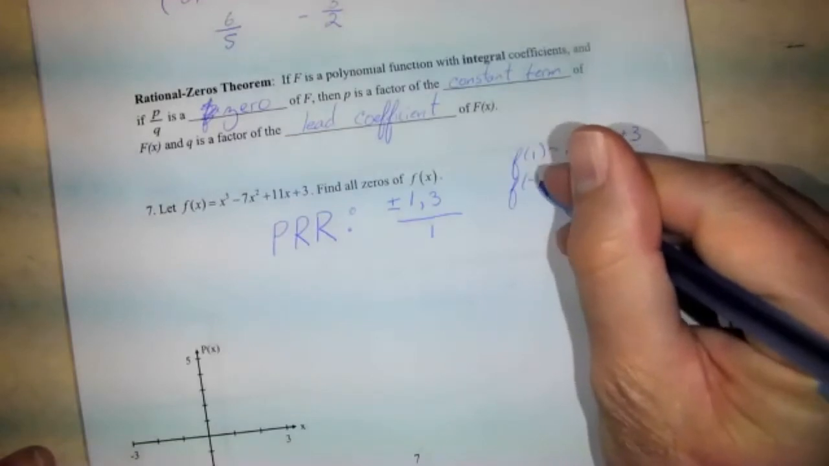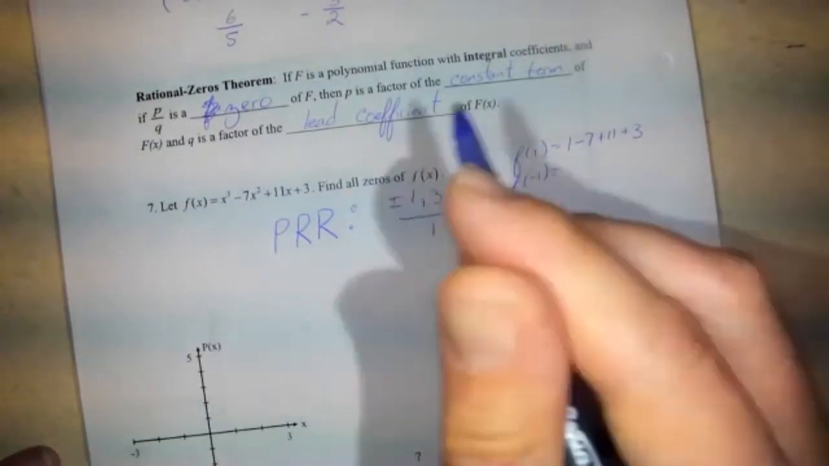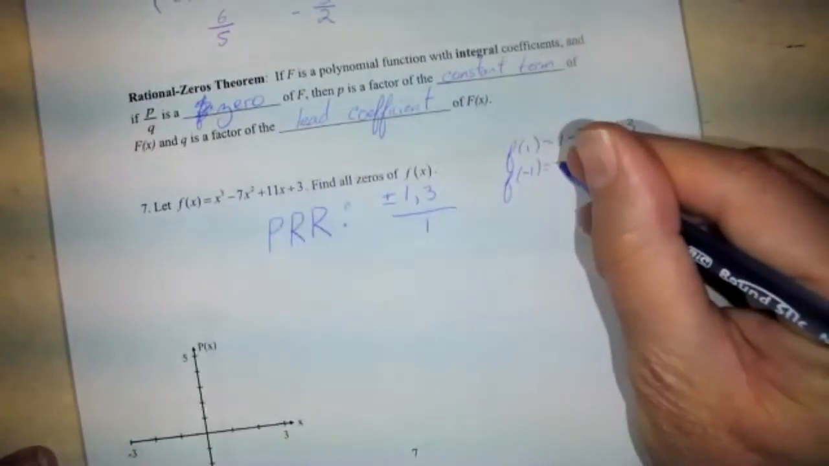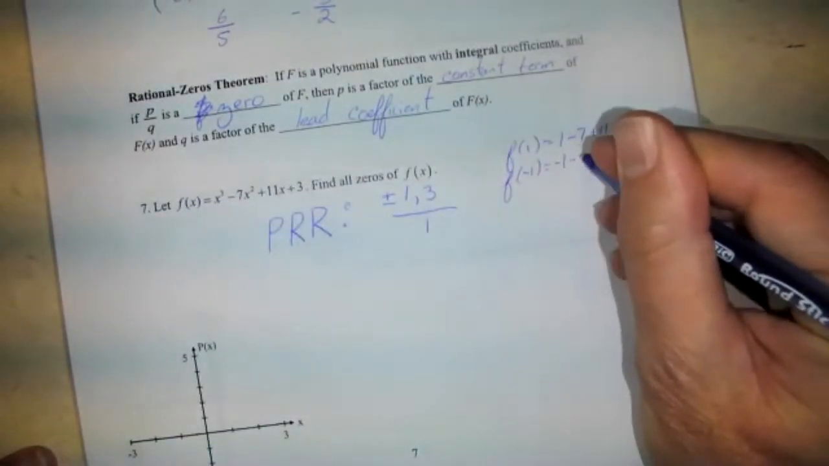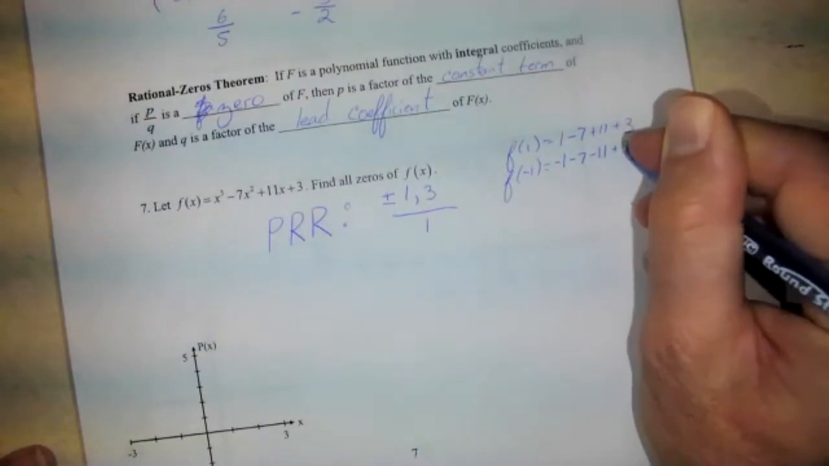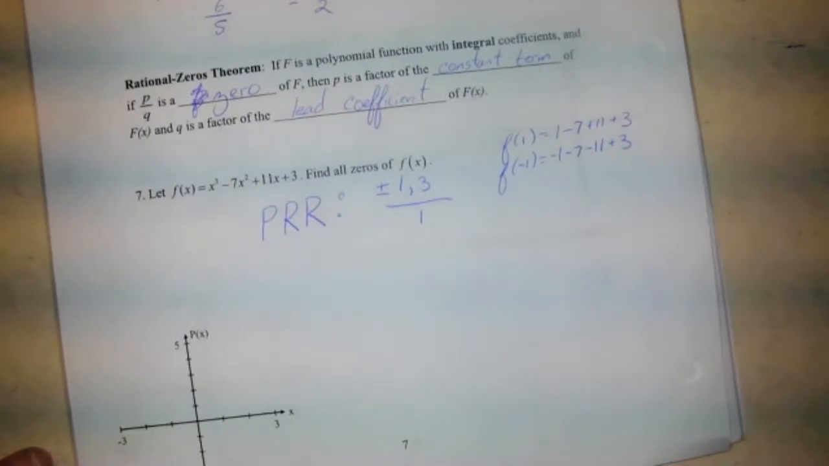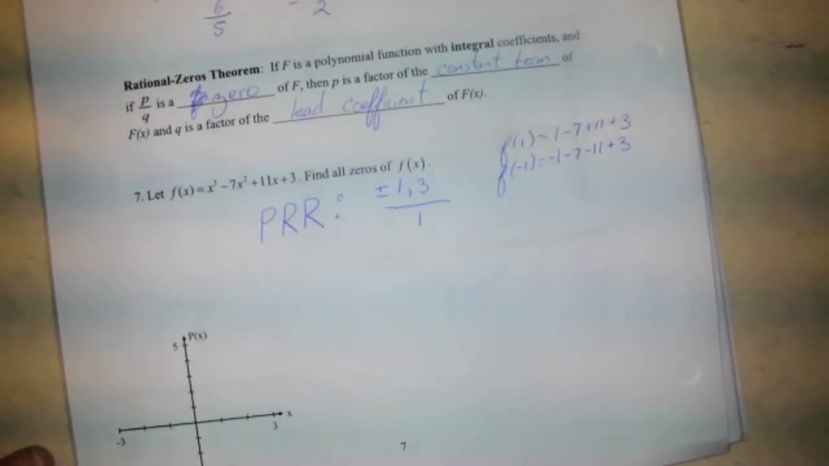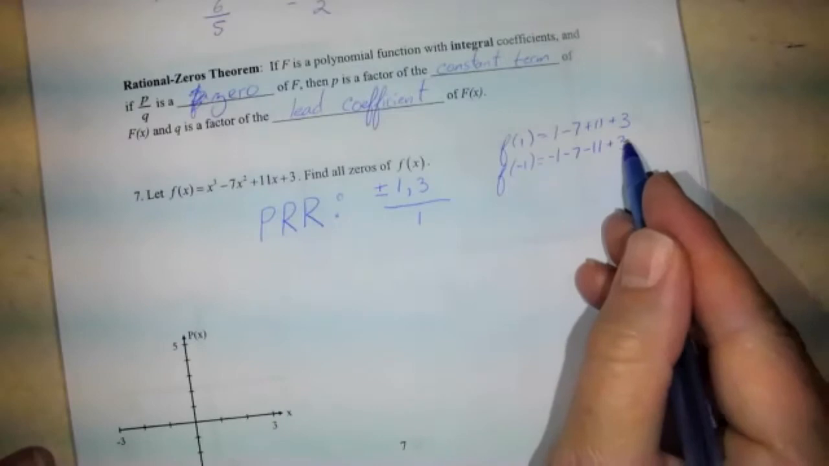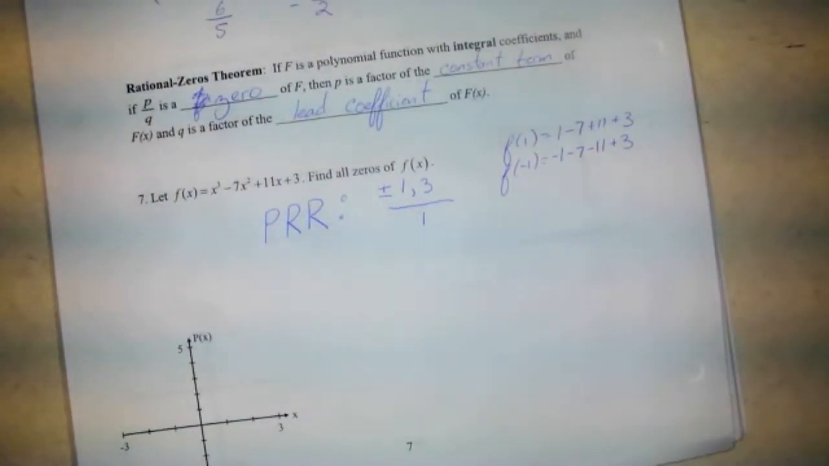F of -1, again, if you want to use synthetic division, be my guest, but it's pretty straightforward. It is going to be a -1, a -7, a -11, and a +3. Kind of has the same issue there, that so many things are negative. The only thing which is positive is 3. It's not going to end up being 0.